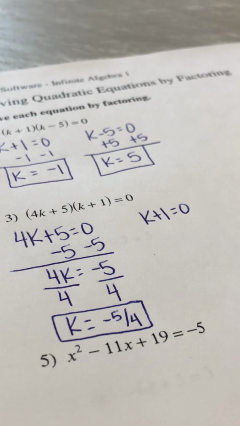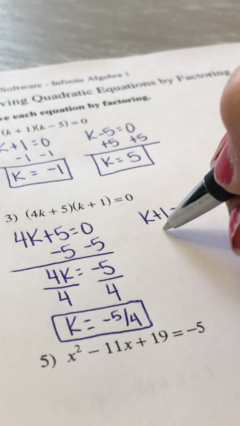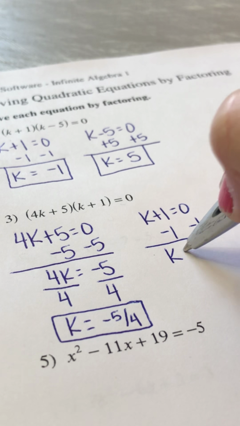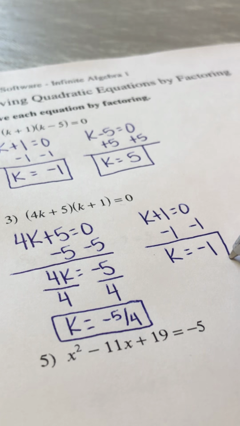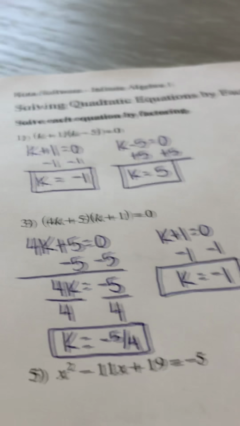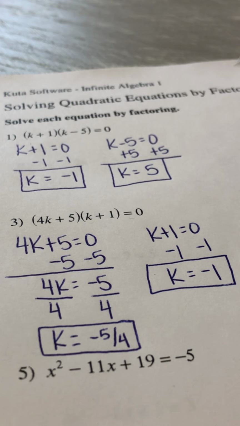And then this one over here, the one step is super easy. You just subtract 1 from both sides. It's just a one-step equation. So k equals -1. So those are how you solve when you're already given the binomial. Number 1 and number 3.